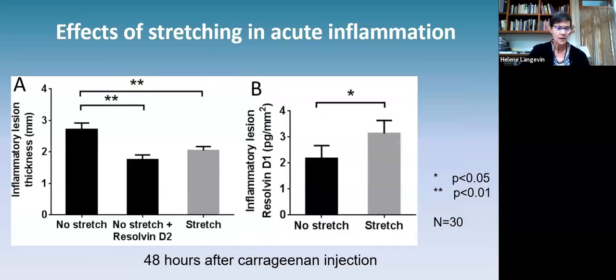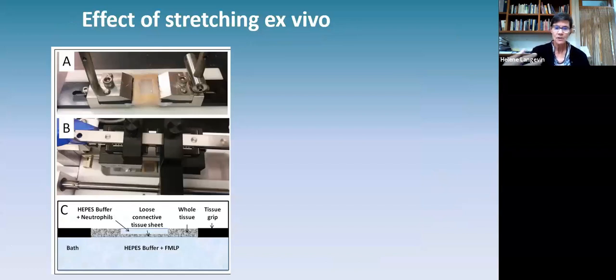We then wanted to ask whether resolvins could be produced by the tissues themselves endogenously during stretching. And we saw that we were able to measure them and they were increased. But we also wanted to know whether the resolving effects of stretching were due to the mechanical stretching itself, or could it be a systemic, you know, hormonal or vascular or neuromediated effect. So we tested the effect of stretching ex vivo in a dish, in a piece of connective tissue that we cut out, and we put a well on top of the tissue where we placed neutrophils. And then underneath the tissue, we placed a chemoattractant to attract the neutrophils. And we wanted to see how many neutrophils were passing through the tissue in stretched versus non-stretched tissue.